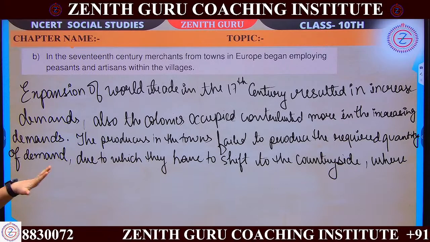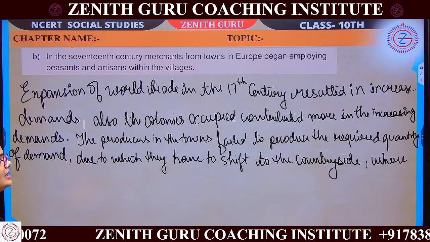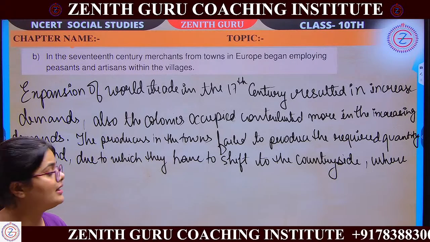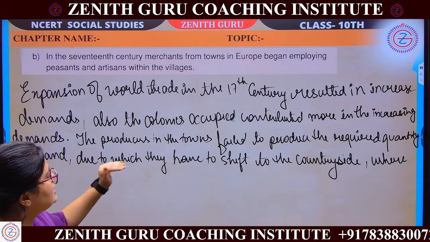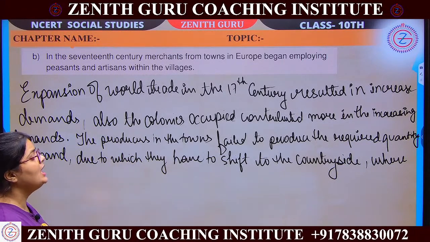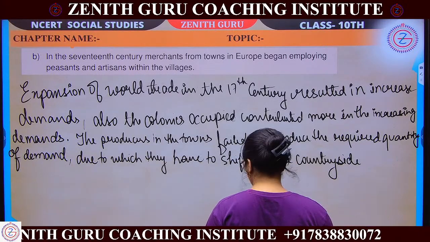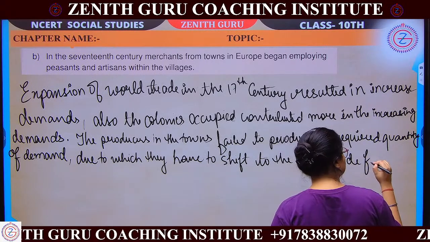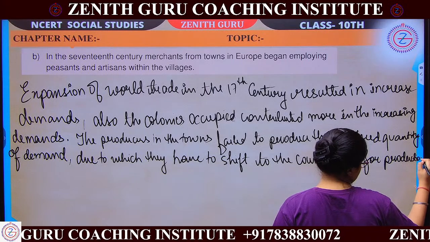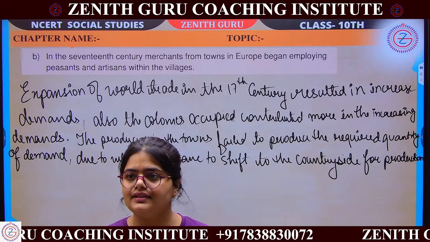So expansion of world trade in the 17th century resulted in increased demand. Also, the colonies occupied contributed more in the increasing demand. The producers in the towns failed to produce the required quantity of demand, due to which they have to shift to the countryside for production.